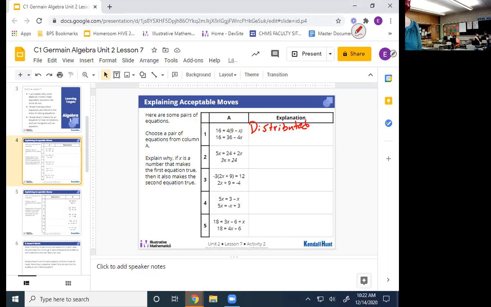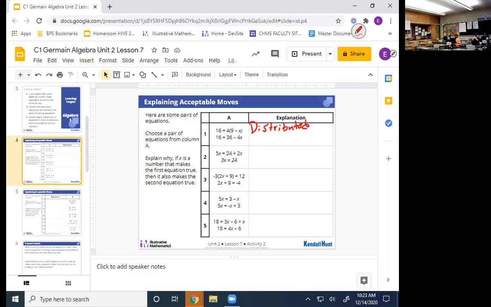Let me see what friends in the chat were saying. Good. Peyton said the same thing. She said multiply what's in the parentheses by 4, which is the same thing as saying distributing. Very good. Gabe said the same thing. Very good. We want to make sure that we give it that name, though, of distributing, right? We're distributing what's outside the parentheses into each of the terms inside of the parentheses.